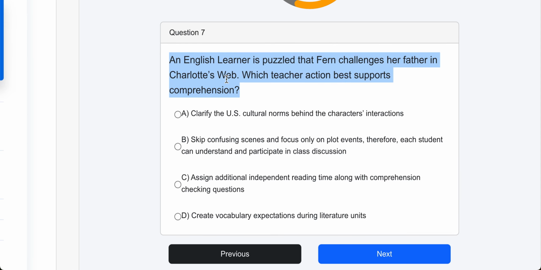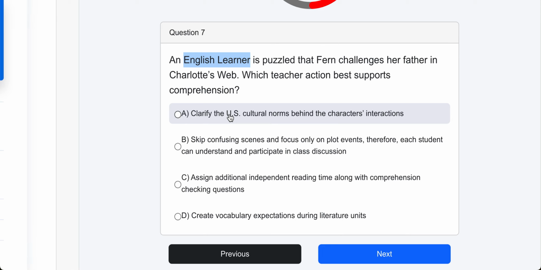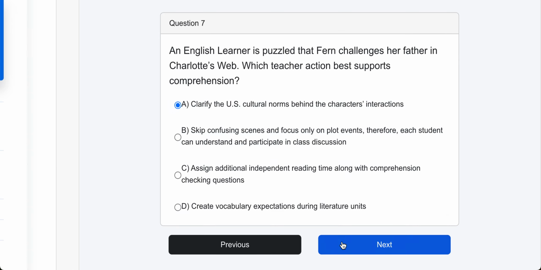Moving on to question number 7. This asks, an English learner is puzzled that Fern challenges her father in Charlotte's Web. Which teacher action best supports comprehension? So, if they are an English learner, it is quite likely that they are coming from another country, and they're going to benefit from us clarifying the U.S. cultural norms behind the character's intentions. All right, moving on to question number 8.